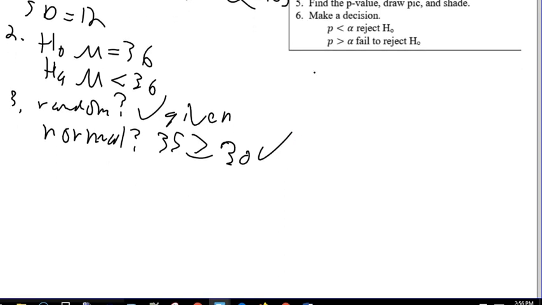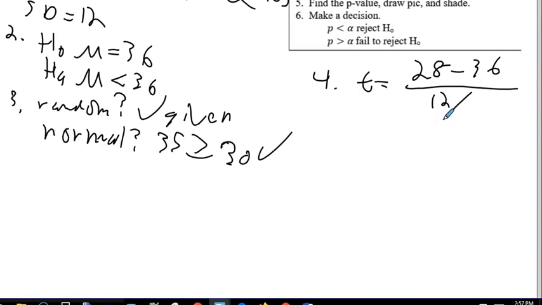Number 4, we're going to do our math. T equals x bar, 28, minus mu, 36, divided by the standard deviation, which is also divided by the square root of our n. And we'll just write down here that our degrees of freedom makes it 34. Now, since we're using the calculator, we do not need to go down to 30 because we're not using the chart. We're going to stick with the actual degrees of freedom.